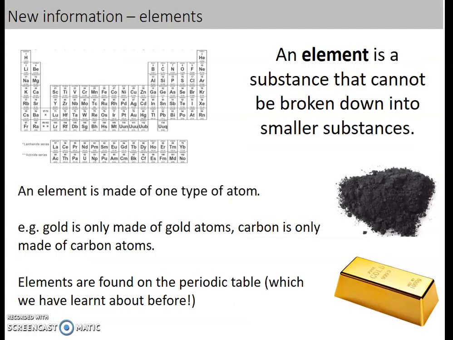Just a bit of background information about what an element is. Some of you might already remember this, some of you might not, so it's just a bit of a refresher. An element is a substance that can't be broken down into smaller substances. That's the smallest thing that can exist. An atom is the smallest thing that can exist, but atoms make up elements. So an element is made up of one type of atom. Gold is only made up of gold atoms, carbon is only made up of carbon atoms, and elements are found on the periodic table. It's something that we have learnt about before, and you've just shown that you can find elements on the periodic table.